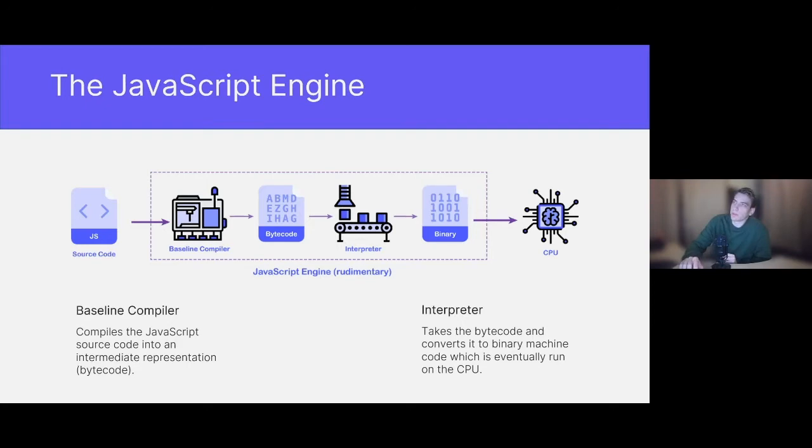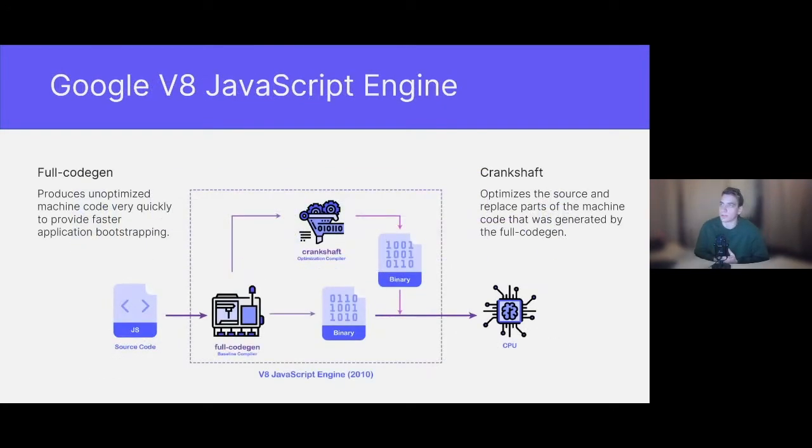So Google designed a new JavaScript engine called the V8 engine, and in order to mitigate the performance drawback, they introduced two new components. The first is called the full-codegen, a baseline compiler that produces machine code very quickly. The idea is that if we provide faster application bootstrapping, even with unoptimized code, the execution of the final application becomes quicker, which is a reasonable rationale.